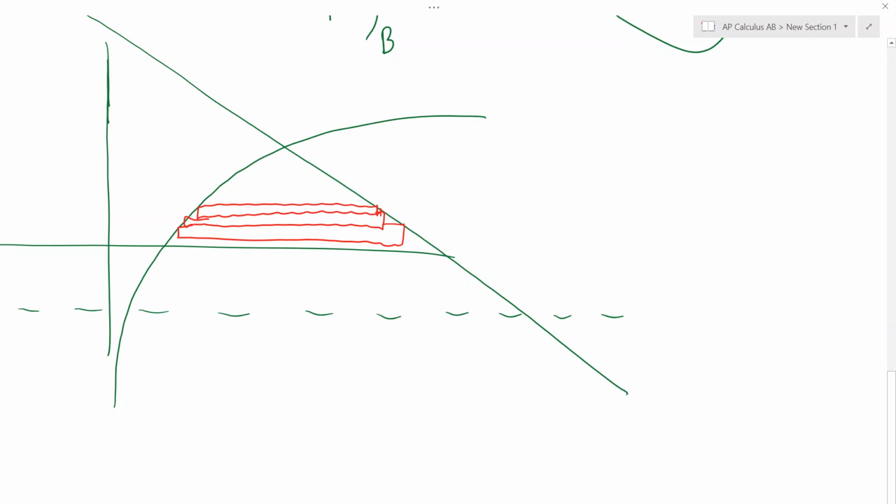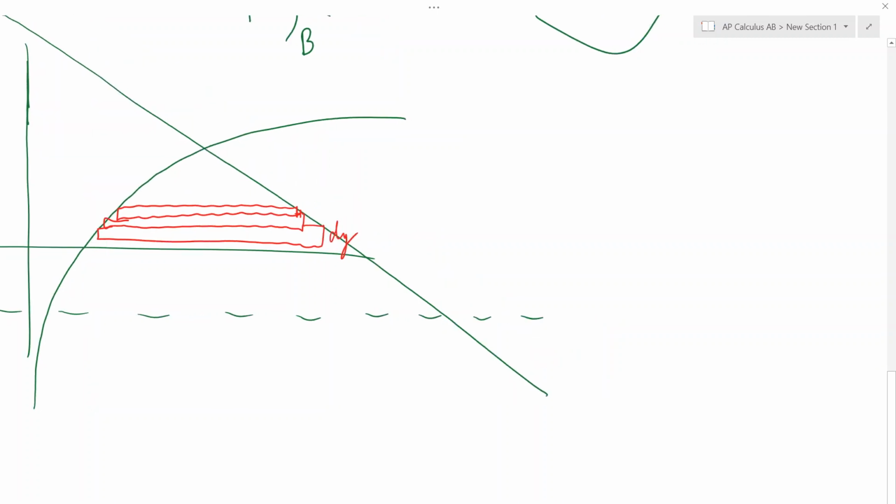What's the height of every single one of these if I put infinitely many of them in there? Not dx, dy. We're crushing down the y value. The height of every single one of these is dy because it's infinitely thin slices of y. Okay?